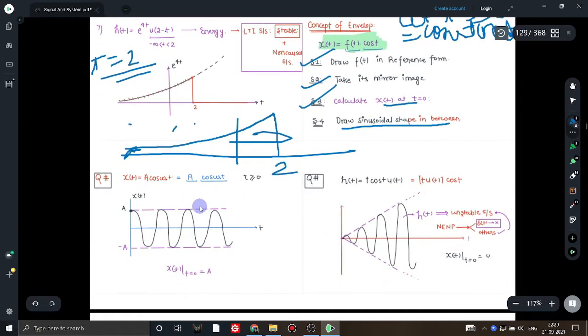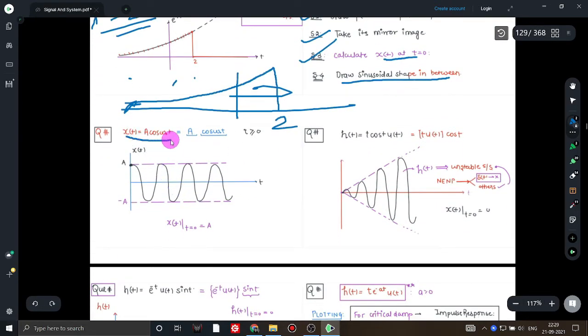What am I saying? So see this question. There is a constant a and there is a sinusoidal cos omega t. We draw the graph of a, that is this dotted line, a constant value, and then we take the mirror image of this dotted line, that is this, and then in between we draw the graph of cos omega t. Now we draw the graph of cos omega t in between the envelope.